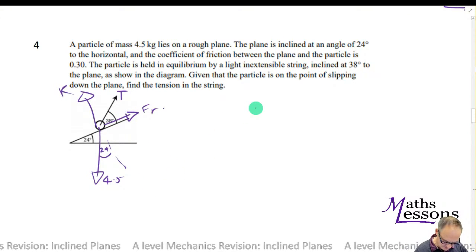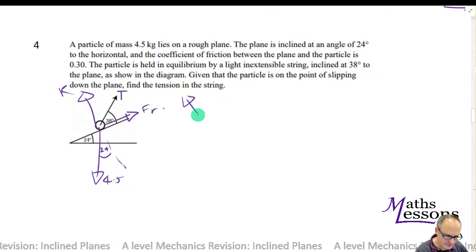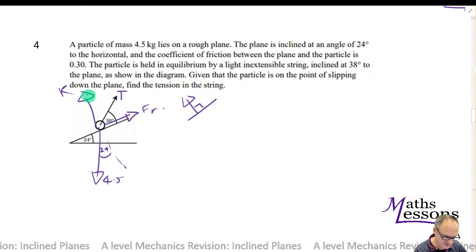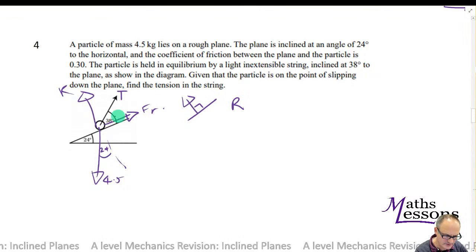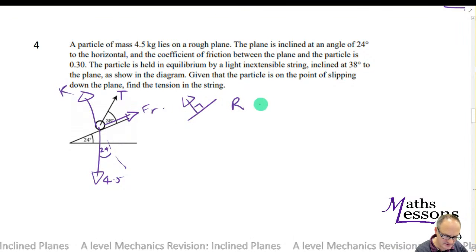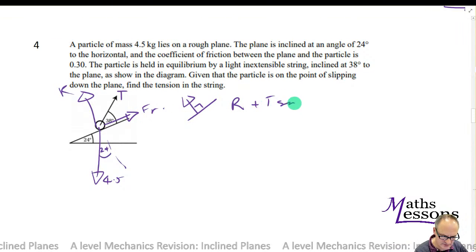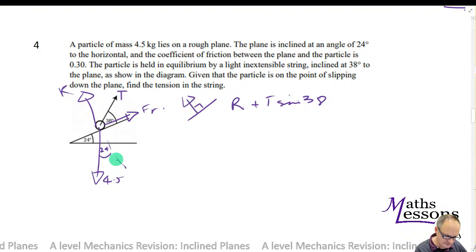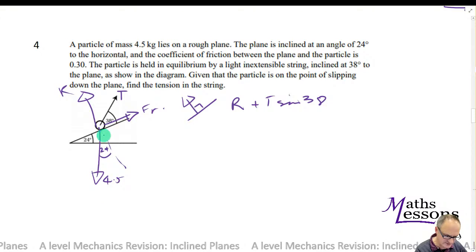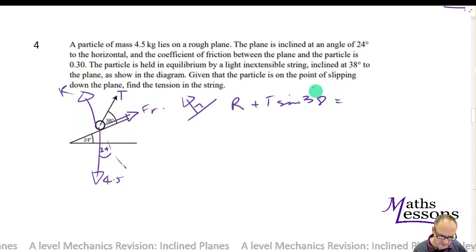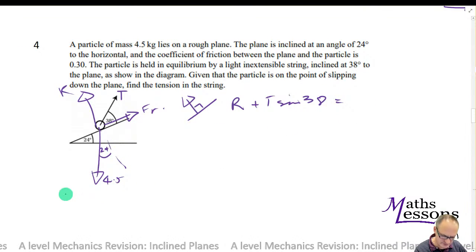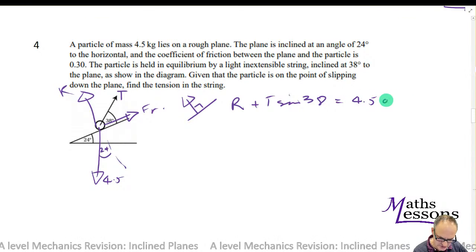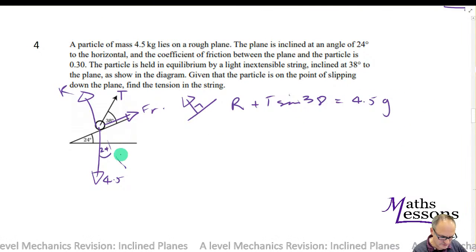Now what I'm going to do is resolve perpendicular to the plane first. So I'm going to have R plus this bit of T, so plus T sine of 38, and that will be equal to this bit of the weight. Because we're in equilibrium, everything on one side must equal everything on the other side. So we're going to have 4.5 times G times cos of 24.